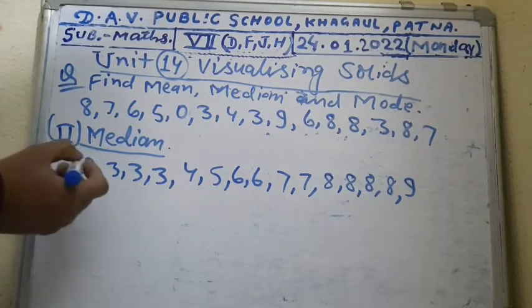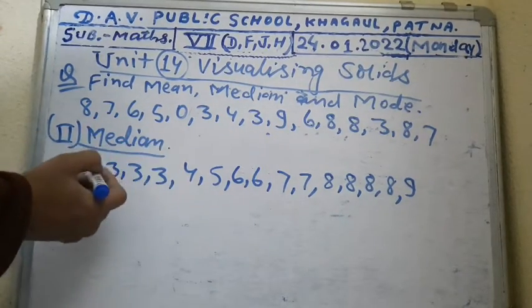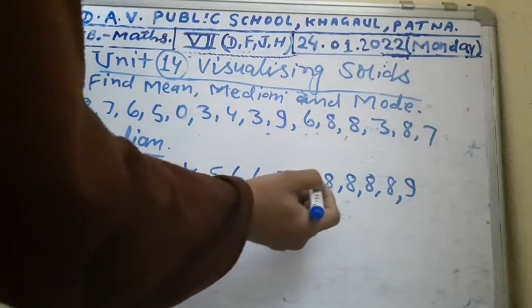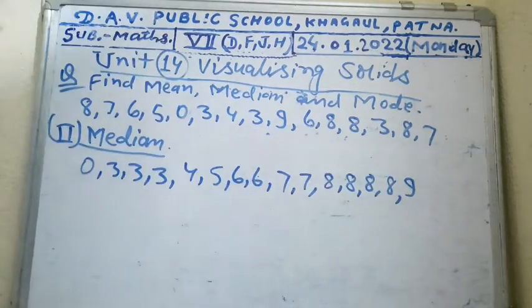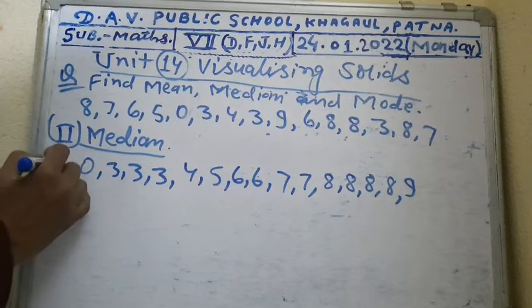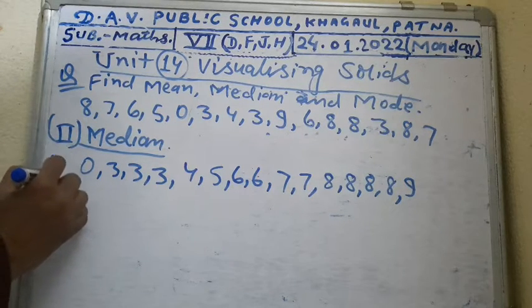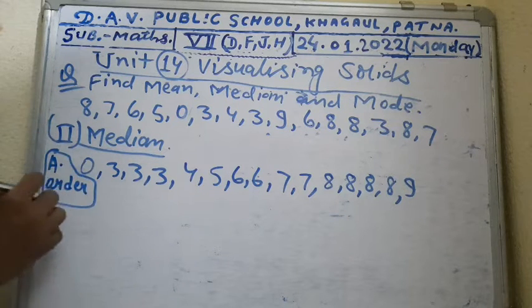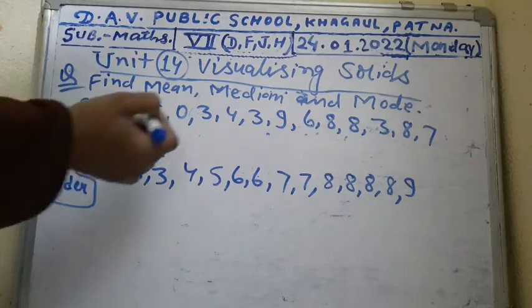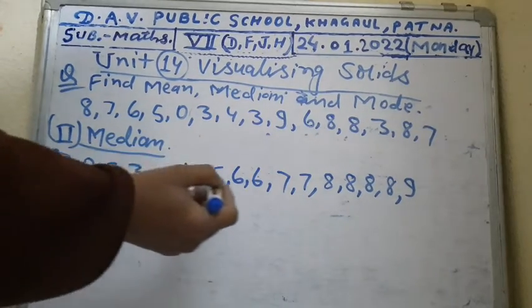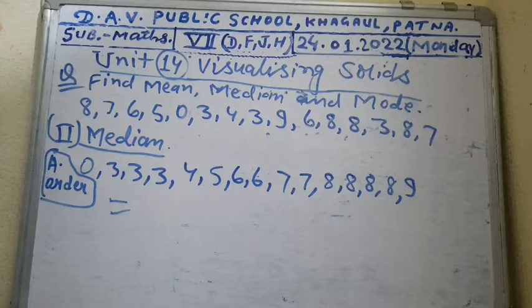We count all observations. It should be 15. 1, 2, 3, 4, 5, 6, 7, 8, 9, 10, 11, 12, 13, 14, 15. Okay, this is in ascending order. To find the median, first we arrange the given observations in ascending order. Then we confirm whether the number of observations is odd or even.